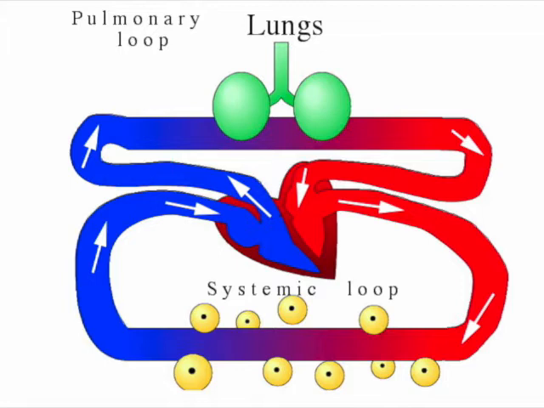Okay, yeah, and the pulmonary loop goes from the heart to the lungs and back, but the systemic loop comes out of the heart and goes everywhere in the body, to all your muscles and your brain and your nervous tissue and your skin, your digestive organs. The systemic loop goes to all the organs in the body other than the lungs and then back to the heart. And these little circles with the dots represent all the trillions of cells in your body.